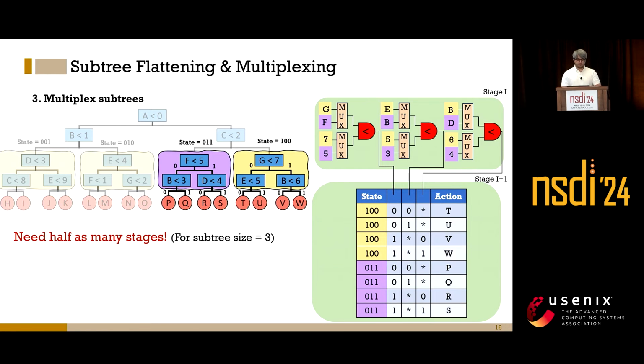So in this example, for a subtree of size 3, subtree multiplexing and flattening has resulted in a halving of the stage requirement. And note that for larger subtrees, the reduction in switch stages required would be even larger. So in general, it is a factor of log k reduction, where k is the number of nodes in the subtree.